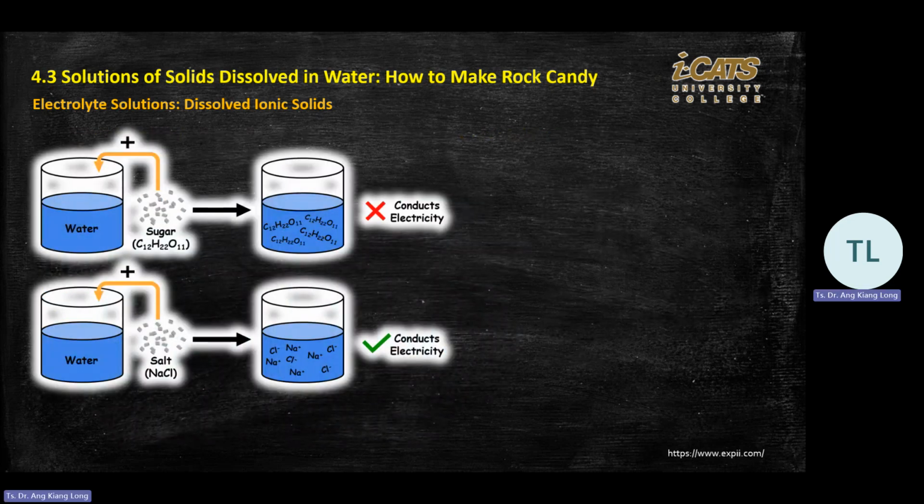This is just an illustration. Electrolyte can conduct electricity. Non-electrolyte cannot conduct electricity. This is a normal illustration of how you test whether it can conduct electricity or not. You connect with a wire and bulb. Then if you see the bulb light up, it means it can conduct electricity.